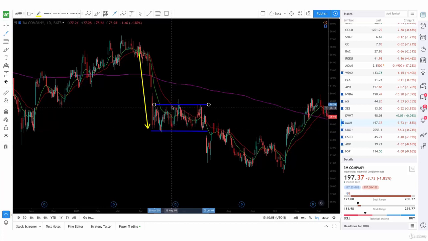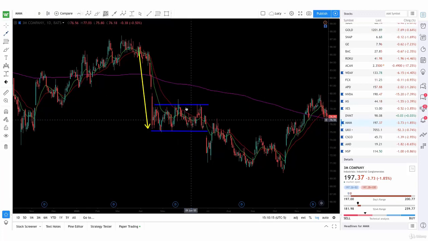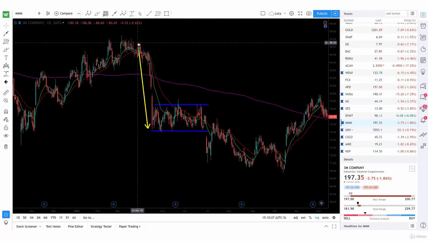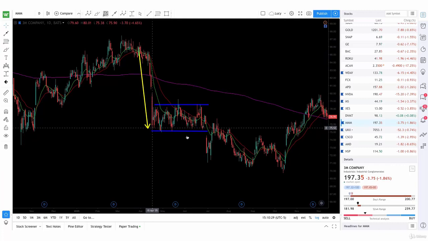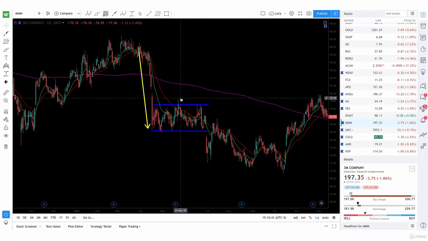But the problem with that is that you could probably do it after the third touch. But the fourth touch, you don't know if it's going to break down, since it's a continuation pattern, we can actually just go after that. So I will be careful with going long here because it's coming from a downtrend before. So I will focus more on the short setups here, or sell setups. And then we'll have our stop loss above the trend line as well.